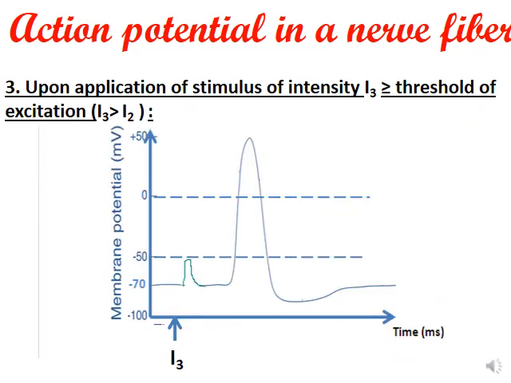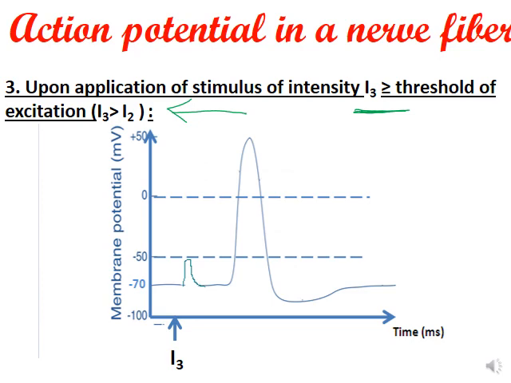Moving to experiment number 3. In experiment 3, we are talking about the intensity I3. I3 here is greater than I2, so sure it's going to be greater than I1. So I3 is greater than I2, greater than I1. But the new thing here is that the intensity I3 is greater than or equal to the threshold of excitation. So after applying I3, we have a decrease in the negativity, so we're going to move to the positive.